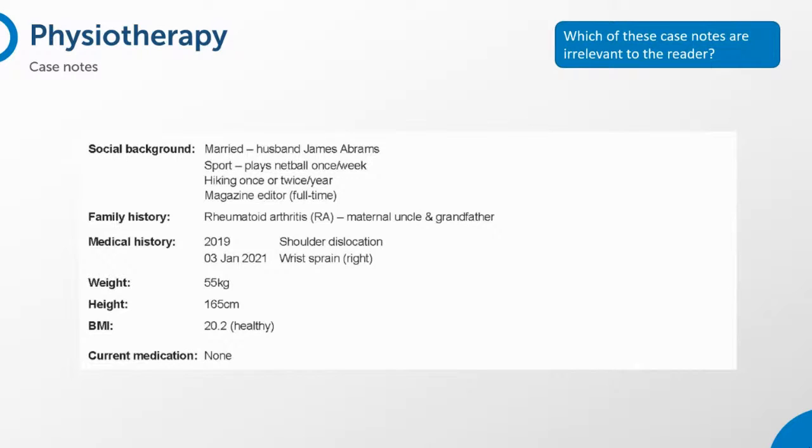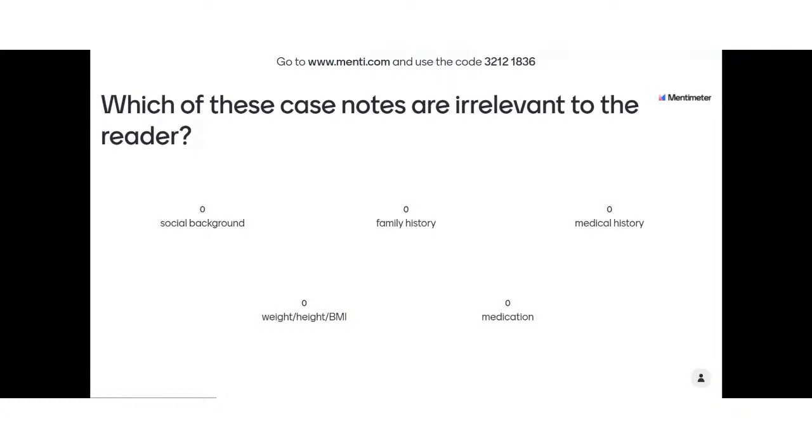I've listed those headings, and you can choose more than one to let me know any that you think are irrelevant to the reader. So let me know, if you were writing this letter, which of these case notes that you can see on the screen right now would you omit from your letter because they're not specifically relevant to the reason for writing, which, remember, is to inform the doctor of your possible diagnosis and to request further management. So let me know in the poll or in the chat, which of those case notes would you consider irrelevant to the reader?